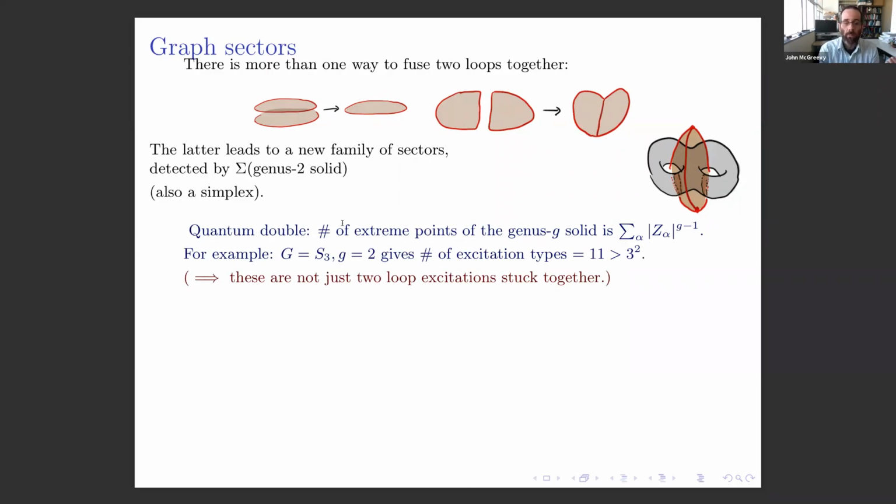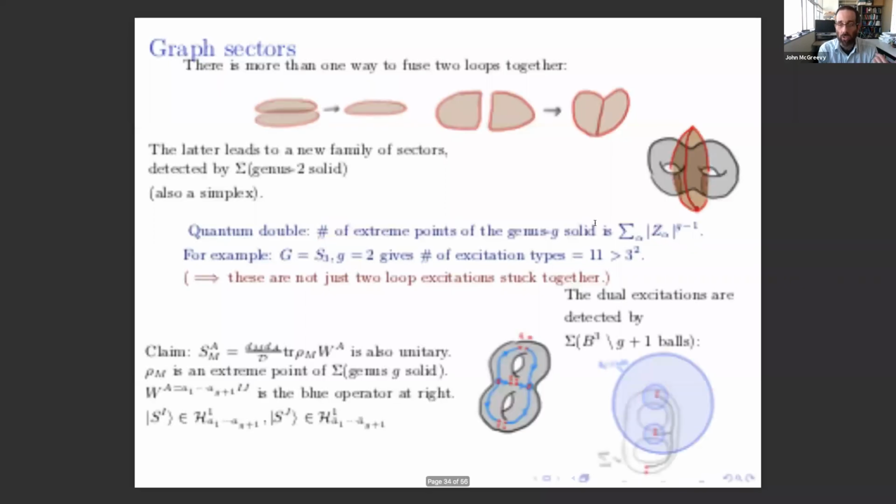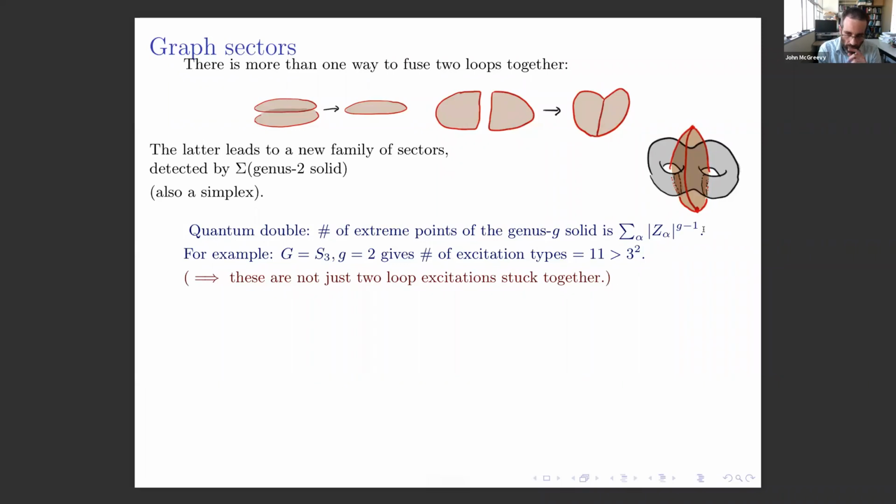For example, in the case of the quantum double model, the number of extreme points of the genus G solid has this simple formula that Jinlong found. And so, for example, in the case when the group is S3 and the genus is 2, the number of excitation types is 11. And I emphasize that it's 11 because the number of pure flux excitation types associated with the solid torus is just 3. There are 3 conjugacy classes of S3. And this number 11, notice, is bigger than the number that you get by just taking 2 of these things and independently sticking them together. So there are new sectors that emerge from joining them together.